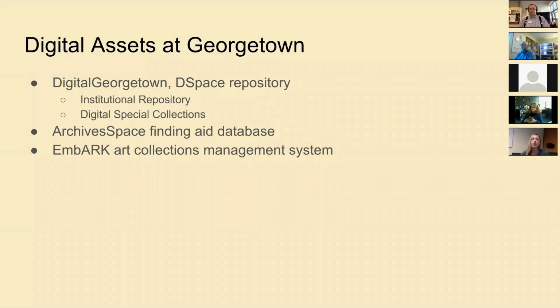Okay, so just a brief overview of what we're working with at Georgetown. Our digital assets are in a few different buckets of content. The majority are in our digital Georgetown DSpace repository. So we have several different communities and collections within the repository. We don't send everything to APTrust.